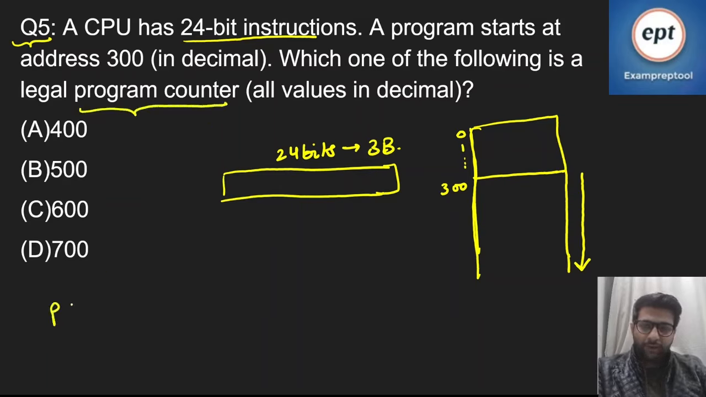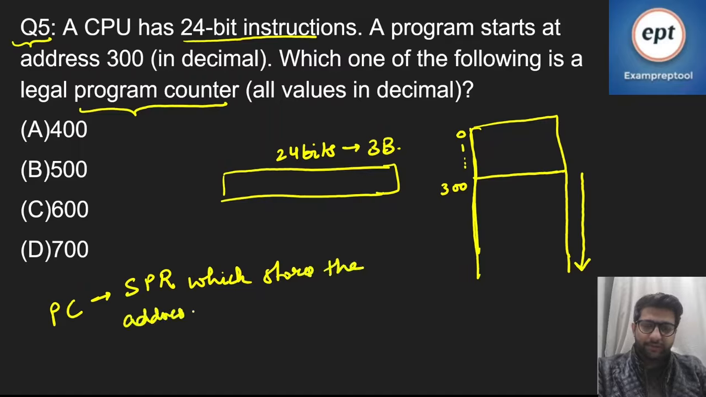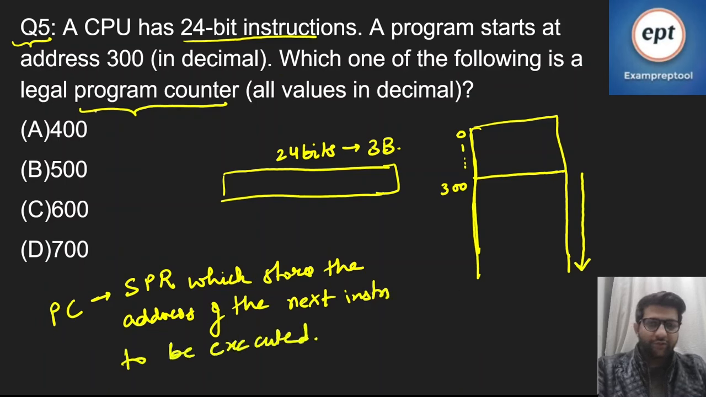So what is program counter? Program counter is a special purpose register which stores the address of the next instruction to be executed, right? To be executed. So which one of the following will be a legal program counter value?